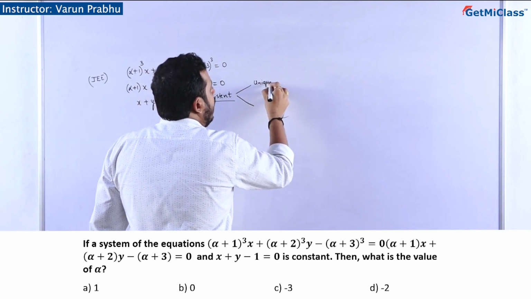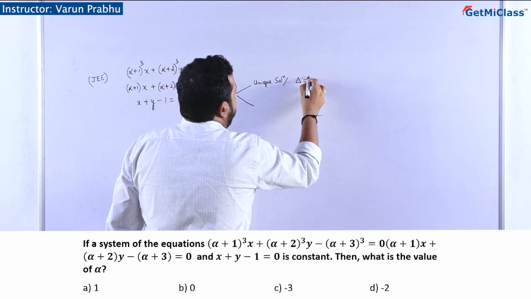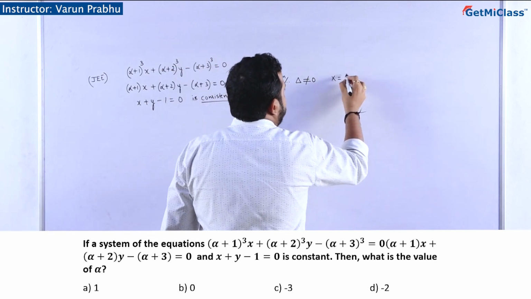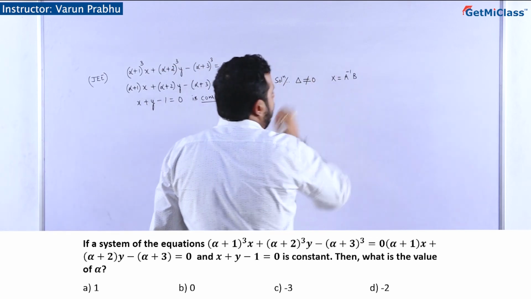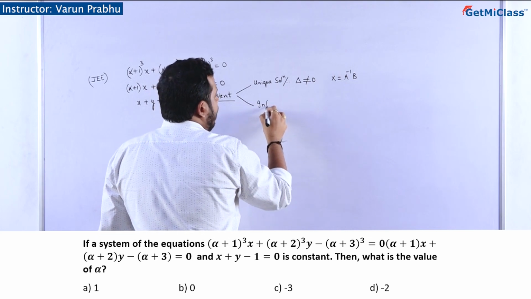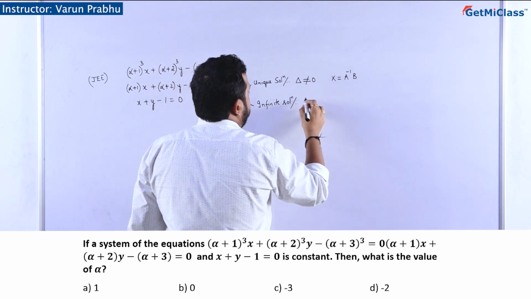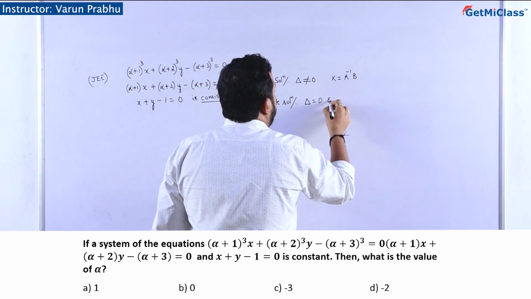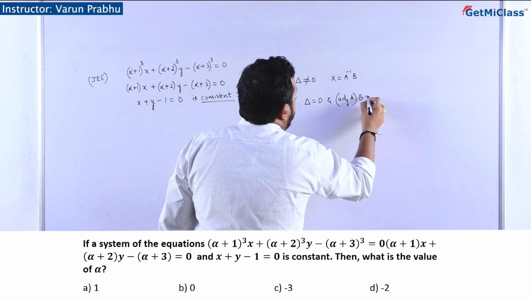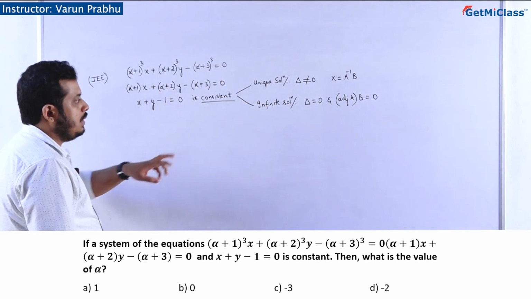Whenever it should have a solution, there can be a unique solution, for which the value of the determinant is not equal to 0. Then you will get a solution of the form x is equal to A inverse into B. Now if the system should have infinite solutions, then delta should be equal to 0 and adjoint of A into B also should become equal to 0. Then you will get infinite solutions.